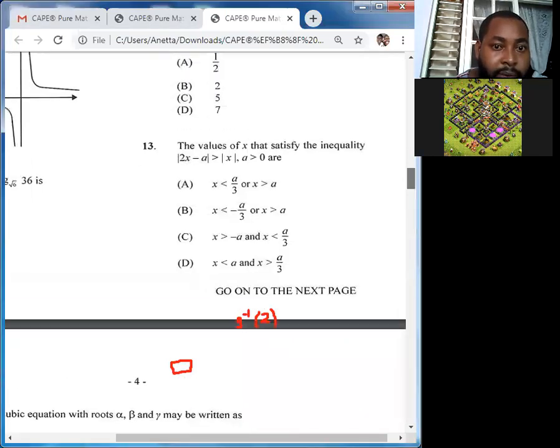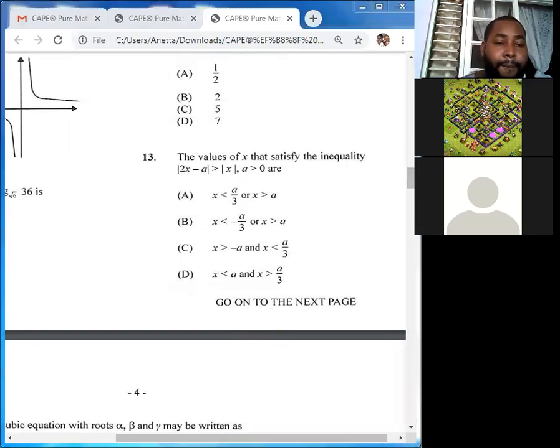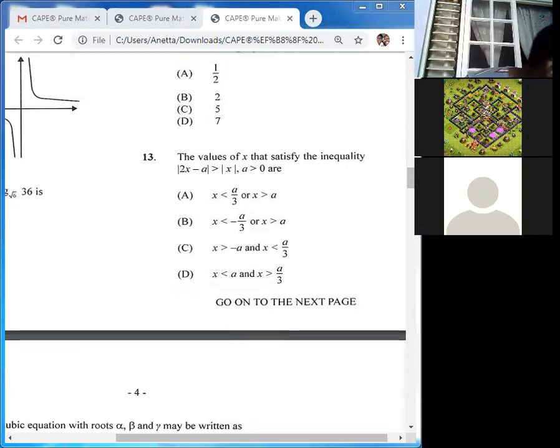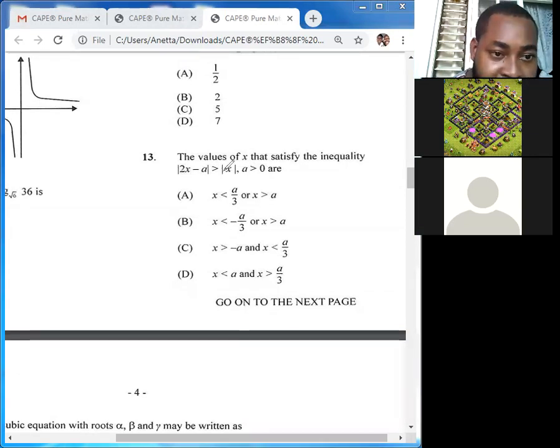So we're now at question 13. The value of x satisfies the inequality. Always remember that when it is less than, we're talking about the distance from 0.